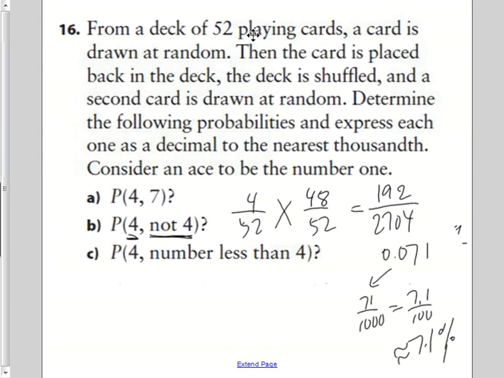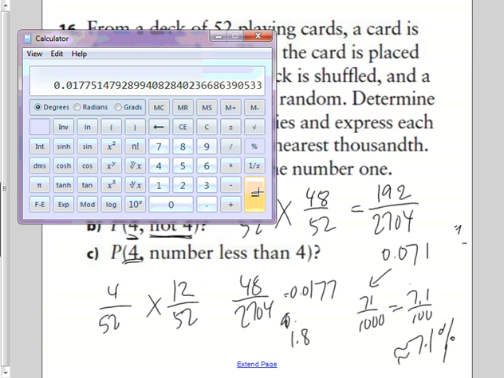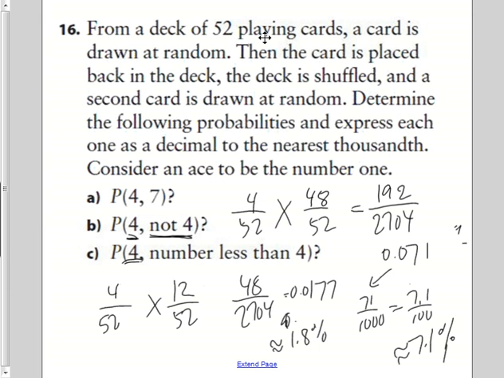Your last event is what's the probability of drawing a 4 on the first and a number less than 4 on your second. So our first event, again, doesn't change. Drawing that 4 on your first one is still 4 chances out of 52. Drawing a number less than 4, well, all of your 3s, all of your 2s, and all of your aces would be the only cards less, which would be 12 chances out of 52. The product of those is 48 out of 2704, which if I take my 48 divided by 2704, the probability of that happening is 0.0177, which is approximately 1.8% approximately.